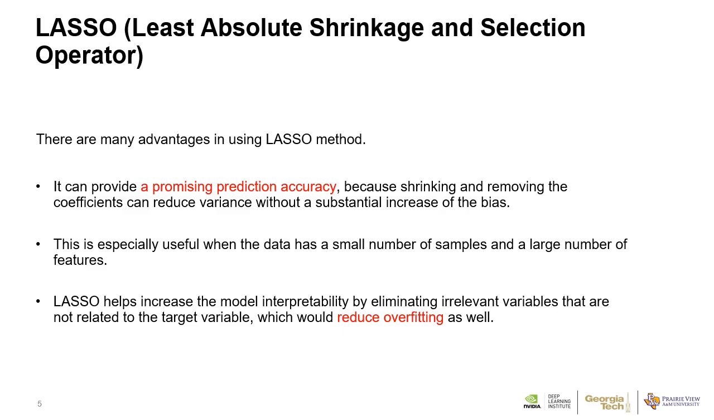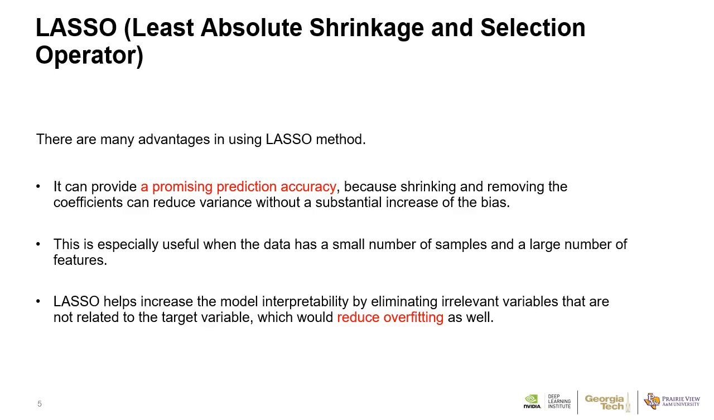For example, cell classification with microarray data in the biomedical domain will involve around hundreds of samples with 20 to 50,000 genes. Lasso would be an effective method to select less than 50 genes for this classification problem. Lasso helps increase the model interpretability by eliminating irrelevant variables that are not related to the target variable, which would reduce overfitting as well.